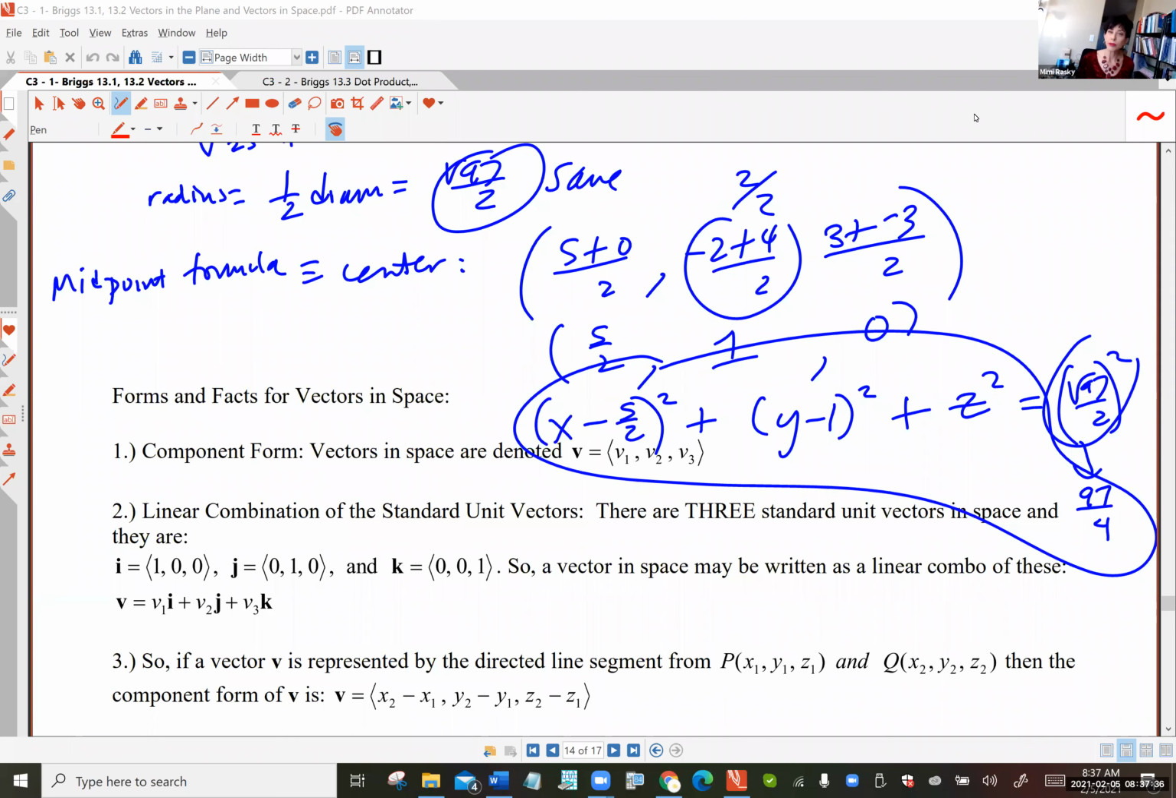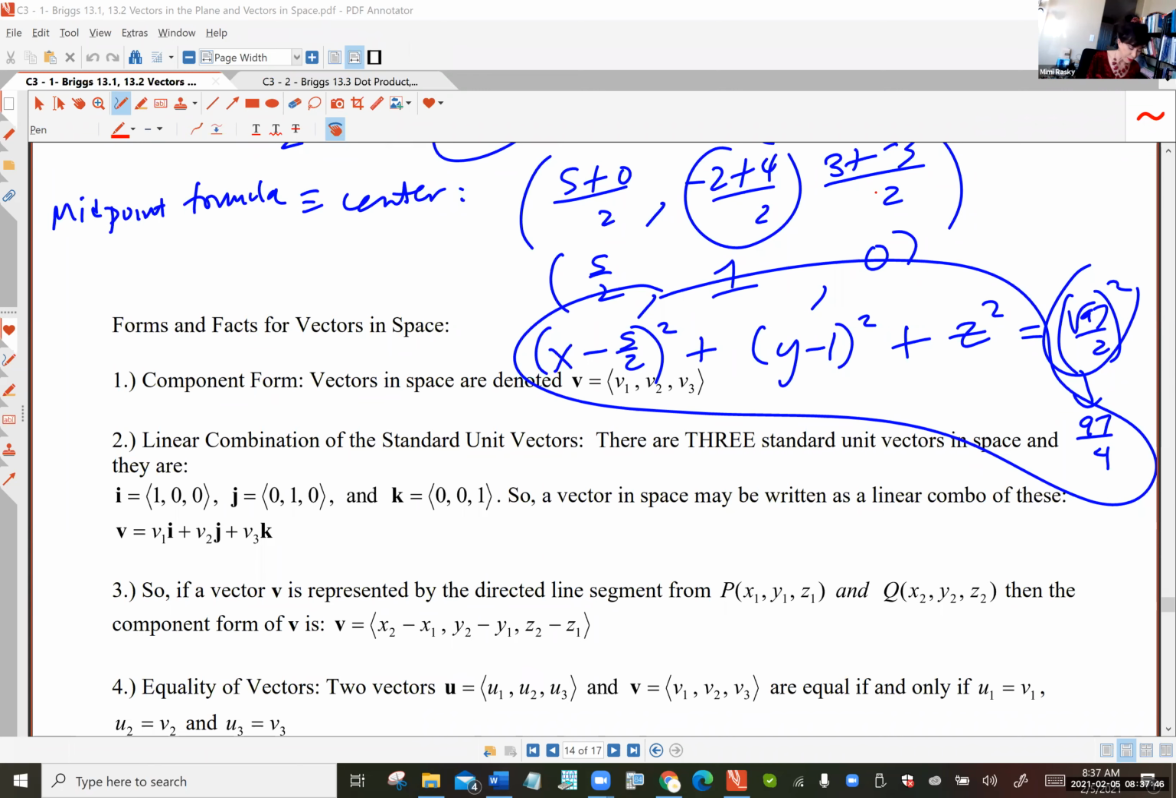So good morning. Welcome to day 3 of your calculus course here. We're going to finish vectors in space, and then we're going to begin the dot product. Woohoo! Good stuff. Okay, so some forms and facts for vectors in space.